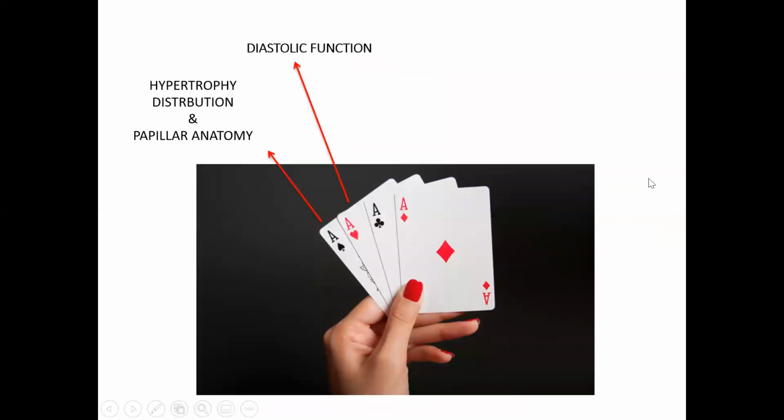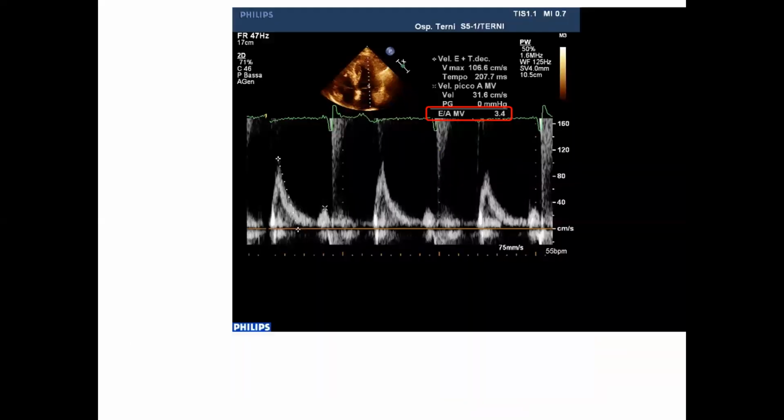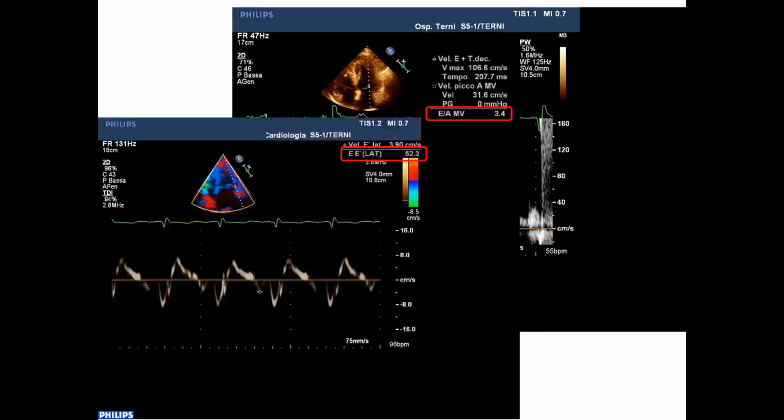The second step of transthoracic evaluation in case of hypertrophic cardiopathy concerns the study of diastolic function, which can be considered an early marker of pathology according to hypertrophy burden and distribution. In most cases, with severe hypertrophy and secondary myocardial fibrosis and stiffness, diastolic function is severely altered, as shown in this example. Diastolic dysfunction and mitral regurgitation are involved in atrial dilatation and consequently in supraventricular arrhythmias such as atrial fibrillation with secondary hemodynamic instability.